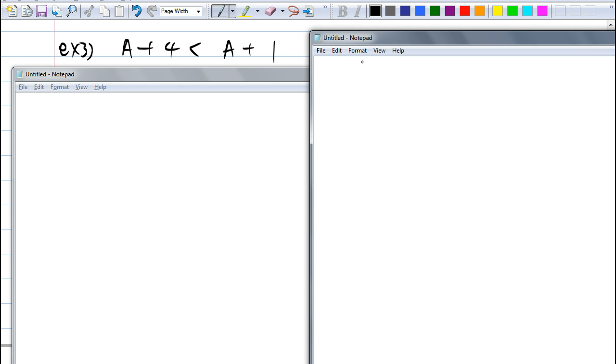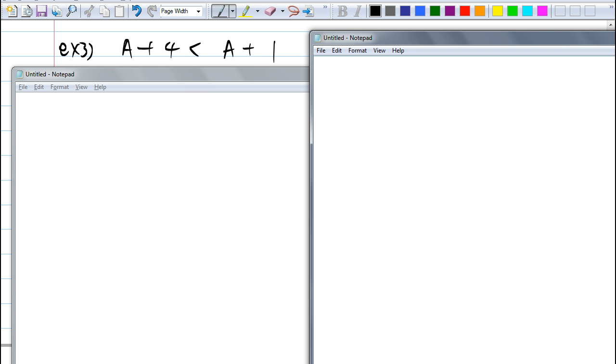All right. Take a look at example 3. I have a + 4 < a + 1. Okay, so everybody go ahead and try this. Write down the solution, and then graph it. Go ahead, everybody try it. I'll wait. So this one's kind of interesting.